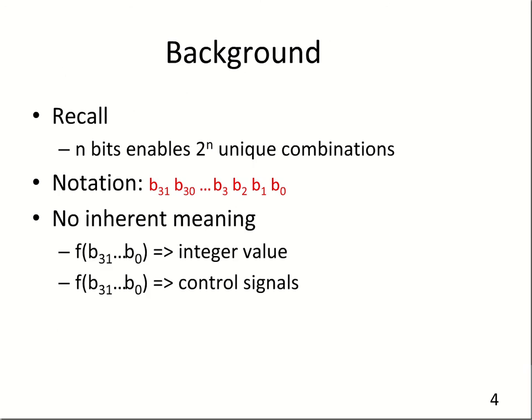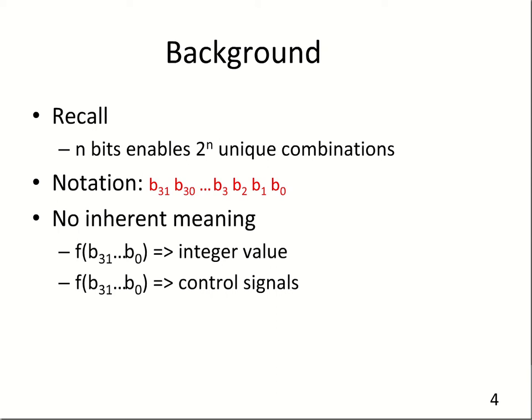To briefly review, you should remember from 352 and even 252 that having n bits to represent a value allows 2 to the n unique combinations. For the purposes of the arithmetic discussion that's coming up, we'll be using a subscript notation where the bits are numbered from left to right.